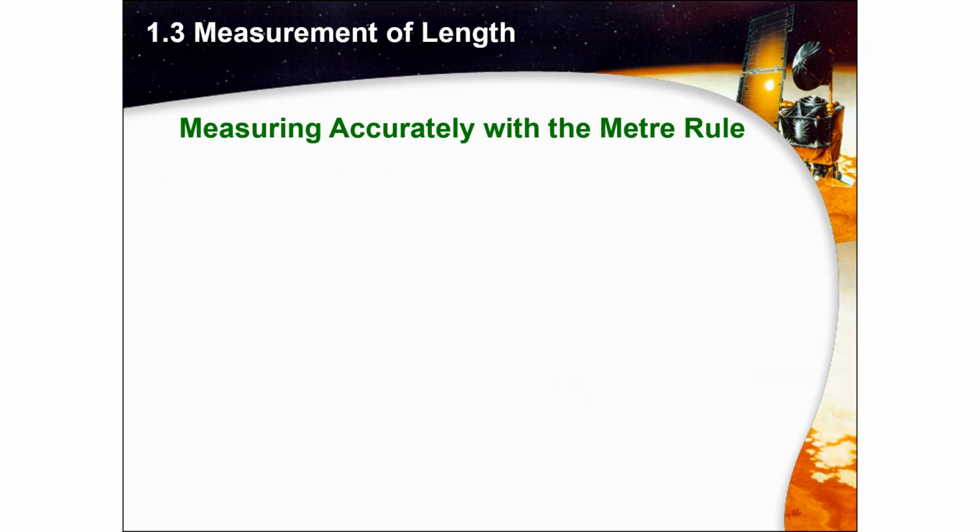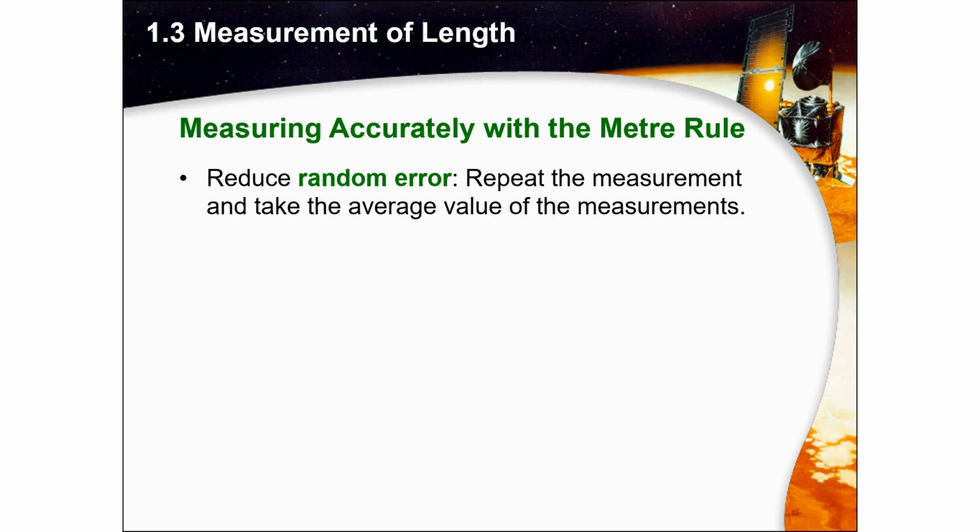And then the next one is we have to reduce random error. Why? Because when we try to measure something, every different action will sometimes give you a different result, especially when you measure very small objects using the micrometer or maybe the vernier caliper. So it is better for you to repeat the measurement and take the average value of the measurements.